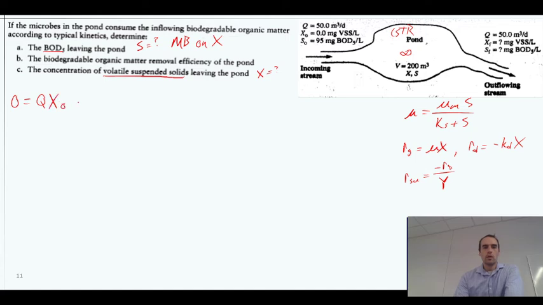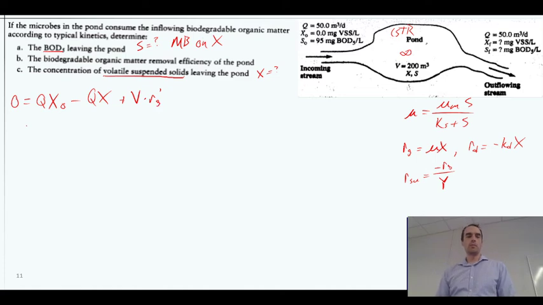So a mass balance on X, if we start there, would look like this, right? QX naught minus QX plus, here we have the net growth rate of X. So if we're doing a mass balance on X, we need in that volume r prime of G.